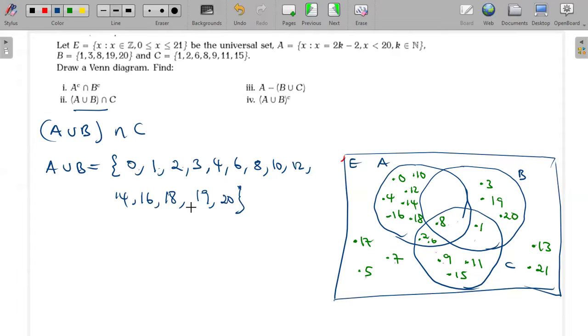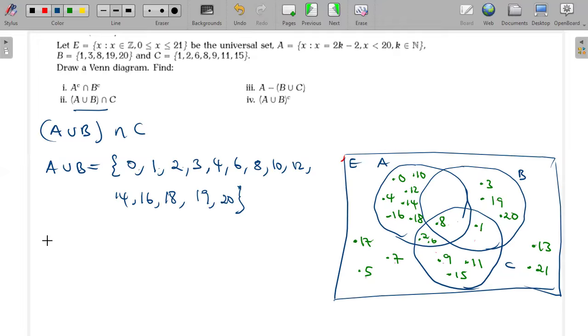So those are what are going to be in our A union B. That's 0, 1, 2, 3, 4. Then when you reach 4, going to this side, they'll be even until up to the number 19, and then you list 20 there. Okay, so this is A union B.